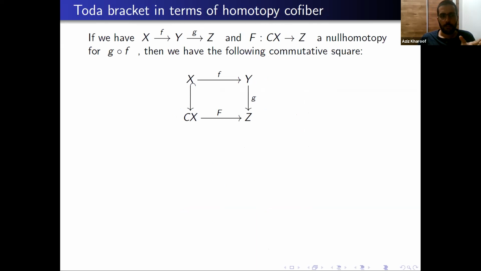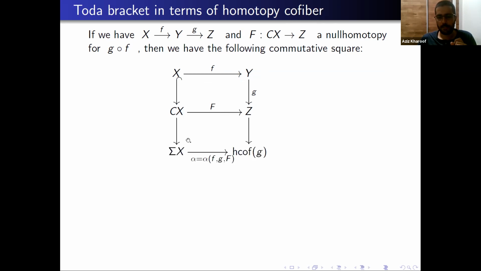So now I want to give another description for the ordinary Toda using homotopy cofiber. If you have 2 maps with a null homotopy, then you have this square. It's 2 maps, the composition goes through the cone of X, so it's null homotopy. One can apply the homotopy cofiber. We get the map from the homotopy cofiber of this to the homotopy cofiber of this. So we get this map. I want to denote this map by alpha because it depends on F, G, and the null homotopy.